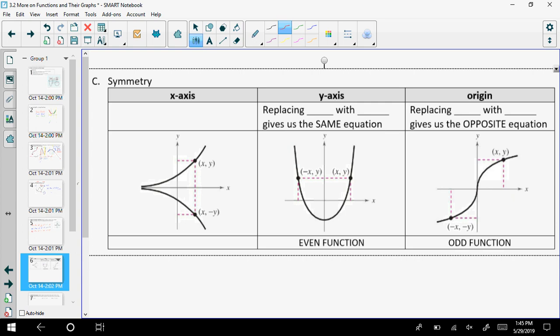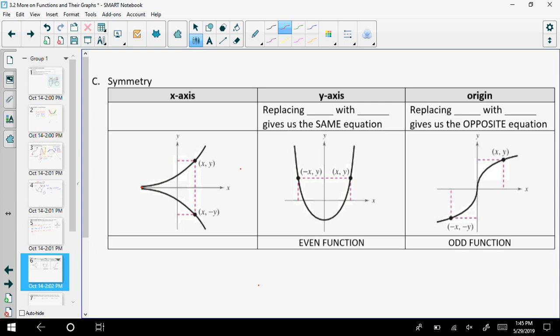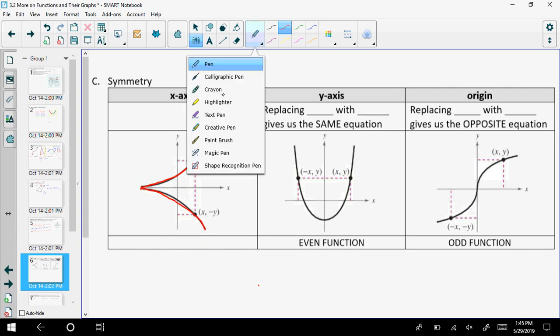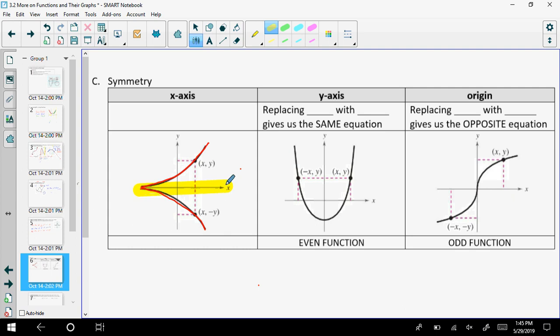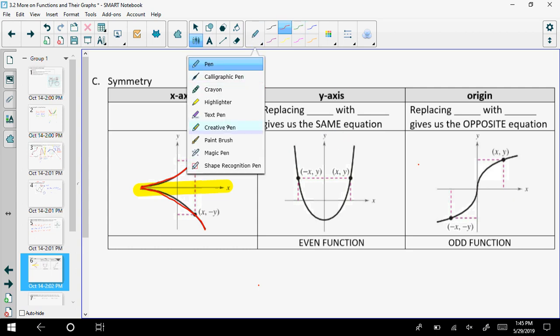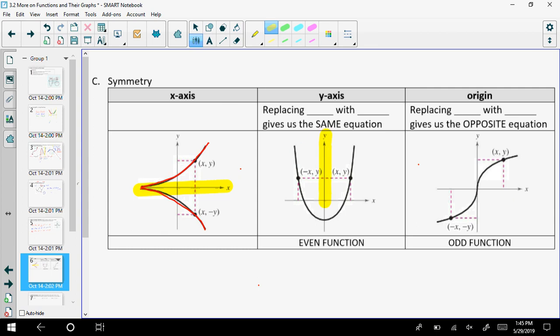If something has x-axis symmetry, that means, here's one piece, here's the other piece. If I flip the graph over the x-axis, the horizontal axis, it should match up with itself. That's like my mirror. It's a mirror image on either side. If something has y-axis symmetry, that means if I flip it over the y-axis, it should match up to itself.